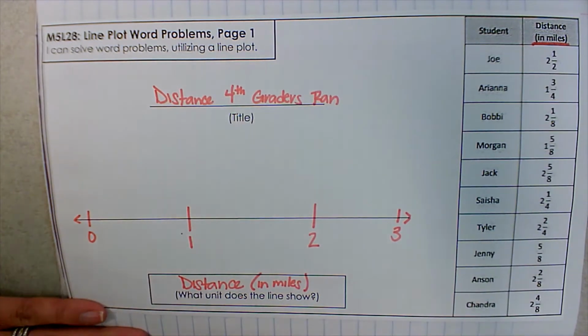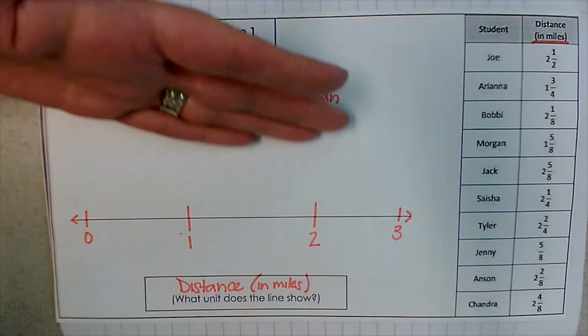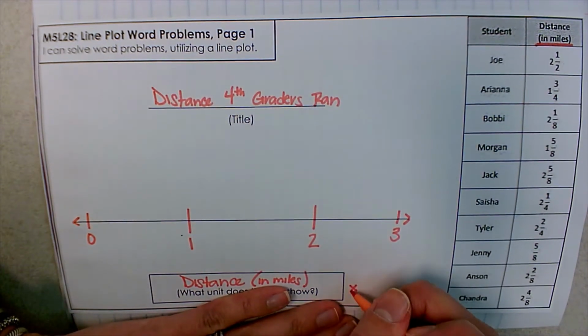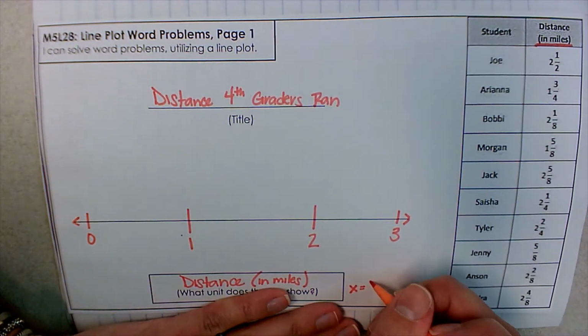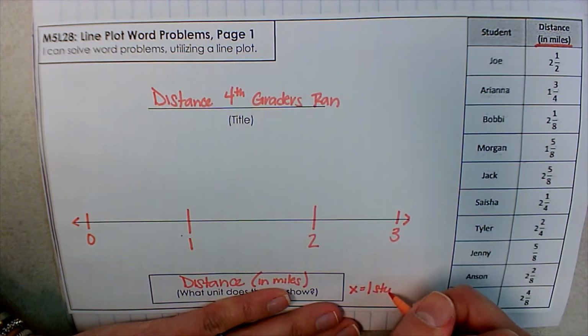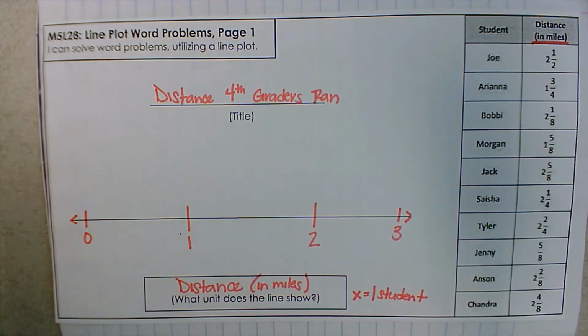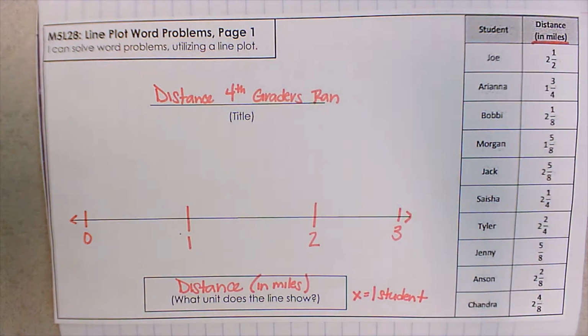Okay. Now with a line plot, what we're going to do is we're going to put lots of little X's marking up on our number line here. Okay, so I need to represent that 1 X represents 1 student. This is our key or our legend that gives us some information. And so now I'm ready to take my numbers and put them on my line plot.